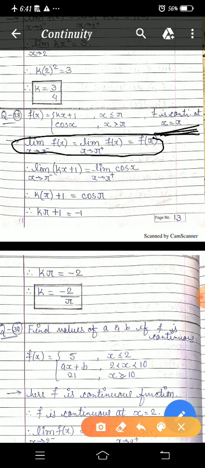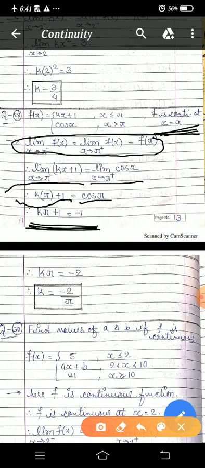Now by putting those values, for the left hand side limit the function will be kx plus 1, and for the right hand side limit the function will be cos x. By putting x equals pi, the left hand side will be k into pi plus 1, as it is. On the right hand side it will be cos pi, so the answer will be k pi plus 1 equals minus 1, because the value of cos pi is minus 1.